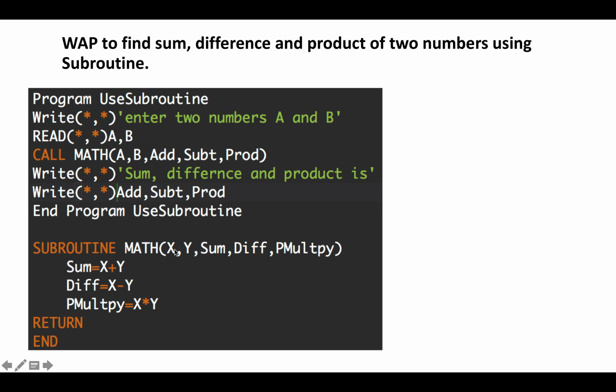Okay, so I'll explain how this works. Then I assign sum is equal to x plus y, difference is equal to x minus y, and product p multiply is equal to x into y, and return and end. So this is how this program works.